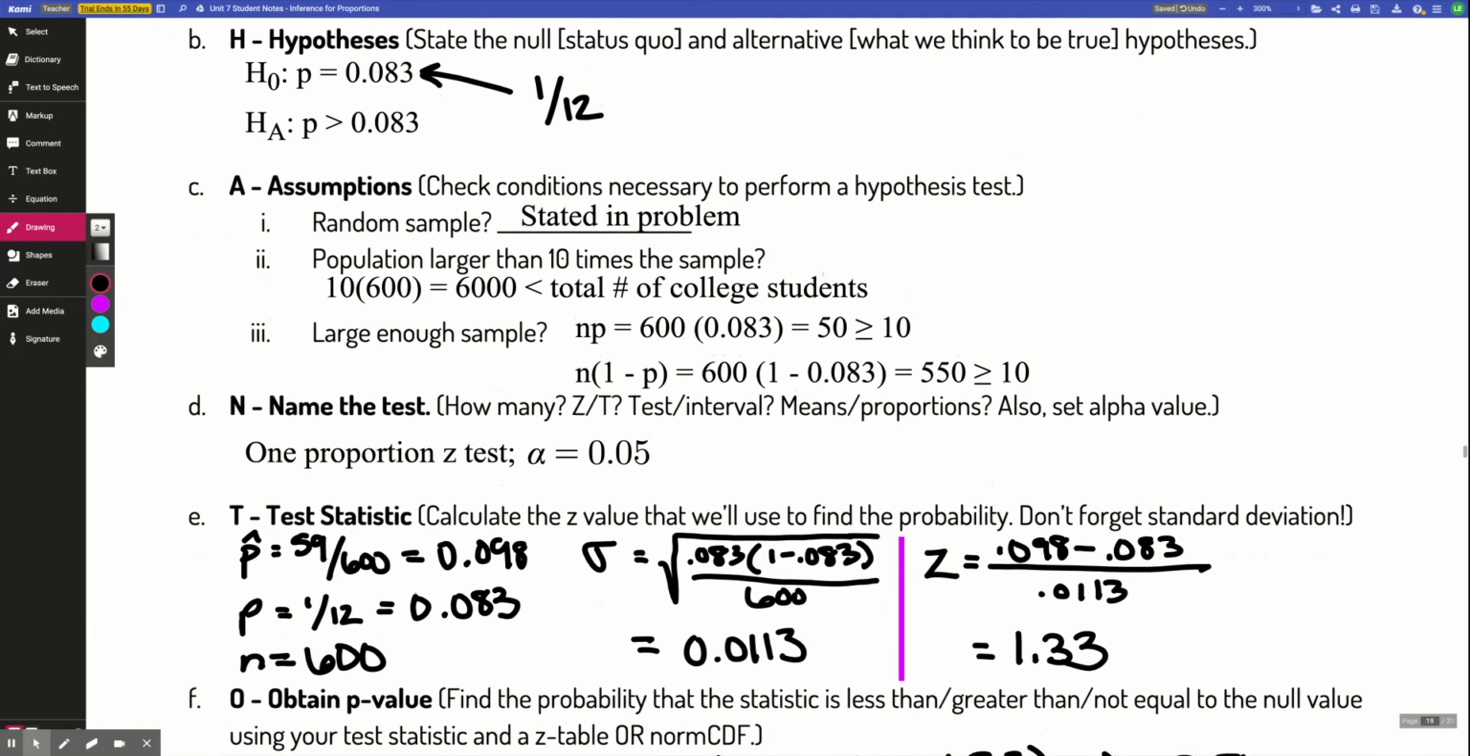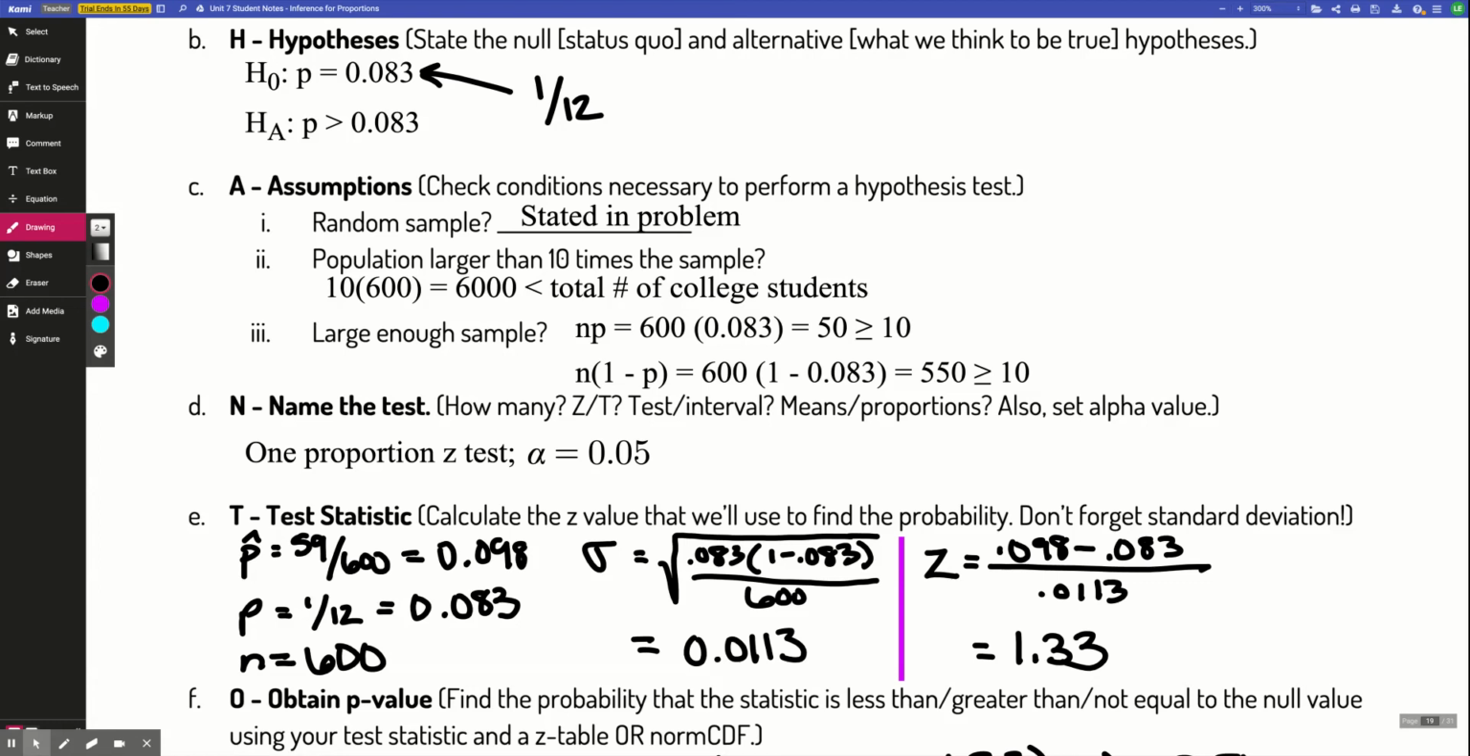Next, I have to check my conditions, my assumptions. So random sample, that one's easy. It's stated in the problem. 10% condition, I did 10 times the sample size and said that's 6,000. That's definitely less than the total number of possible college students they could have pulled. And my large enough sample, that's my success-fail, my large counts. So n times p is 50, n times 1 minus p is 550.